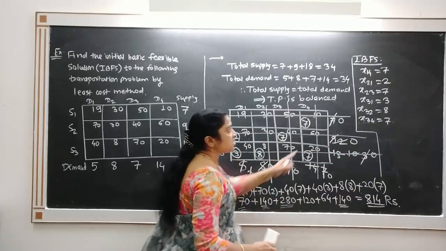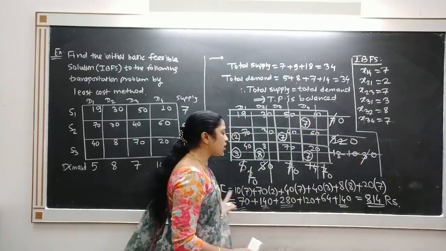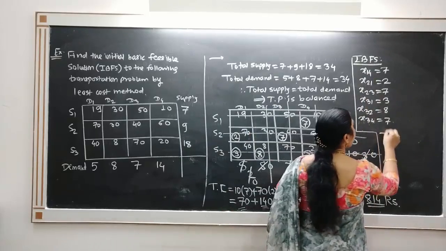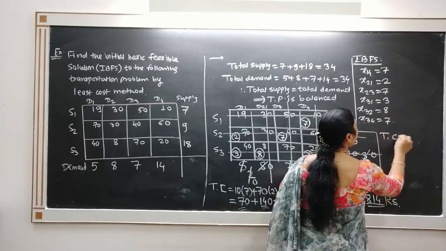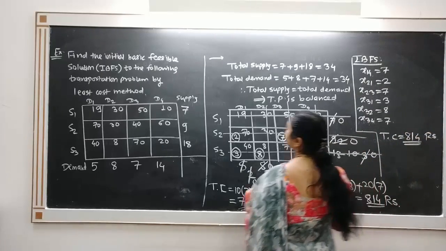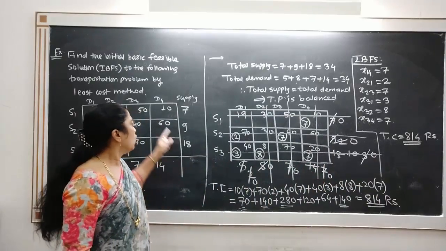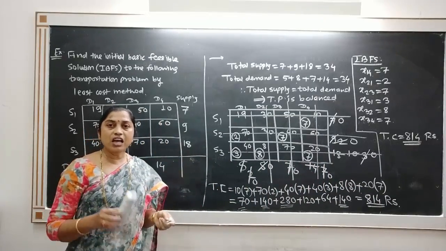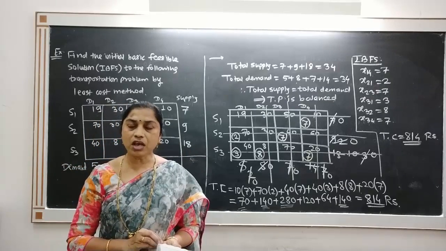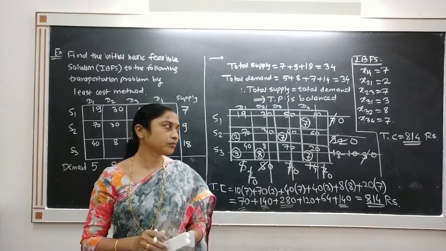Observe that this is the initial basic feasible solution and this is the corresponding transportation cost. So for this, IBFS is this and transportation cost is 814 rupees, given in rupees. So we always start with a cell having the lowest unit cost, allocate to that cell, and continue the procedure.